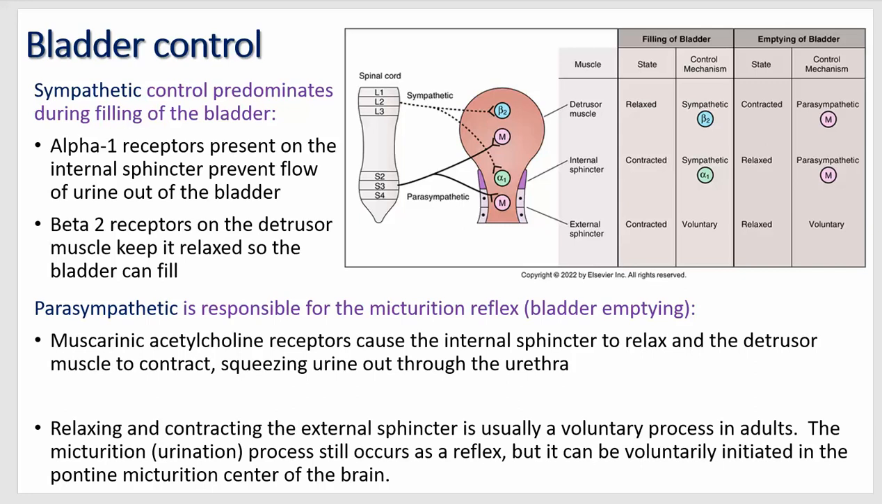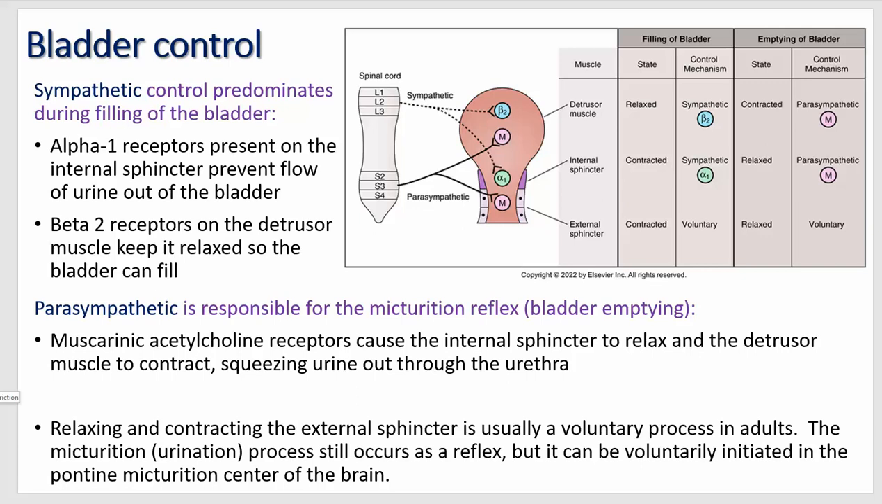Parasympathetic is responsible for the micturition reflex, which is the fancy word for peeing, basically, bladder emptying. So muscarinic acetylcholine receptors cause that internal sphincter to relax, and the detrusor muscle to contract, which squeezes urine out through the urethra. I hope I told you this right. Well, we'll come back to it. I know I'm telling you how it works, right? I'm hoping I didn't mess up my tamsulosin function with the drug here.